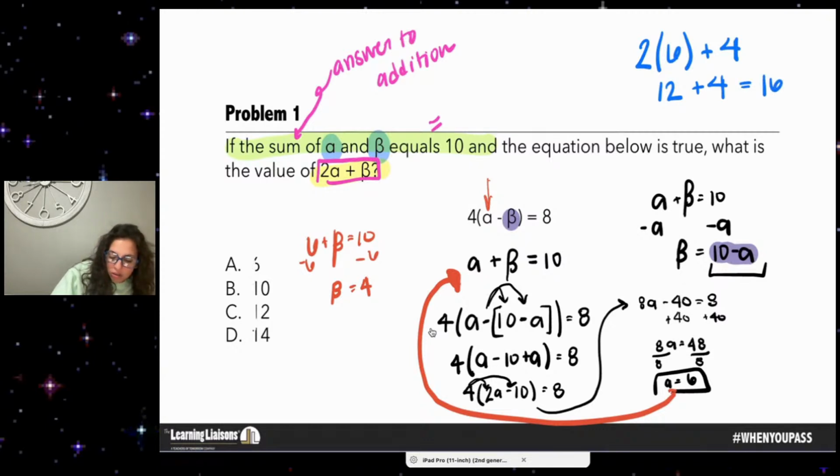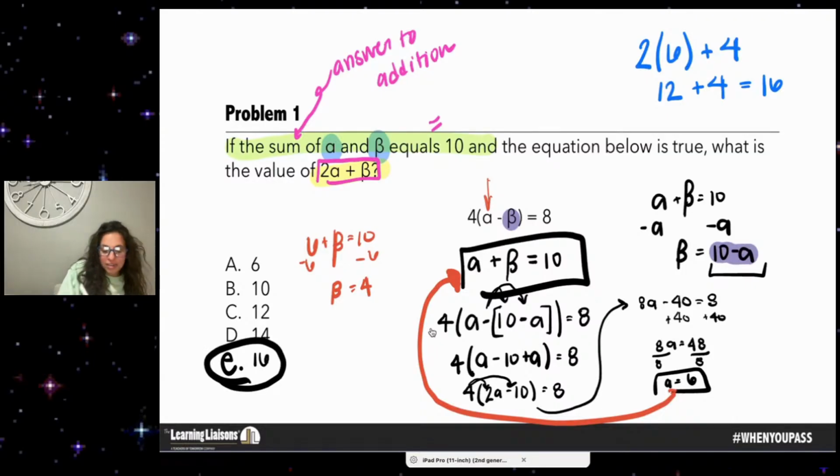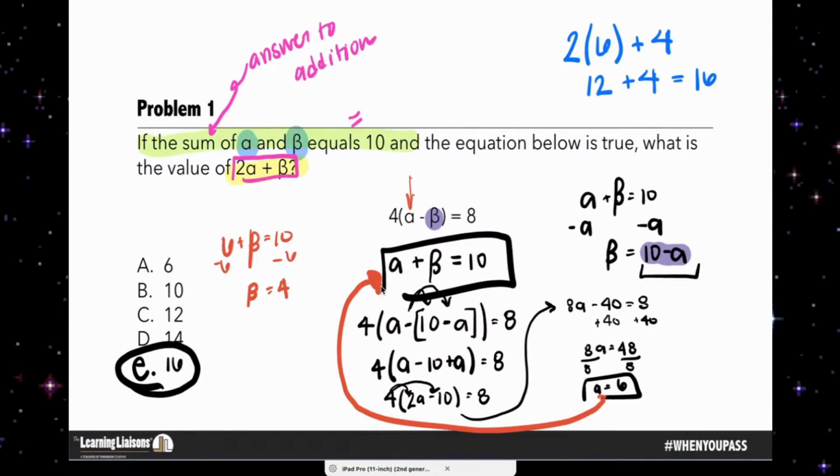And I will tell you right now that when I created this, I got the answer 10 and assumed that was the correct answer. The correct answer for this is E, 16. That's what happens when you create your own problems, right? Sometimes that happens. All right, let's move on to problem number 2.